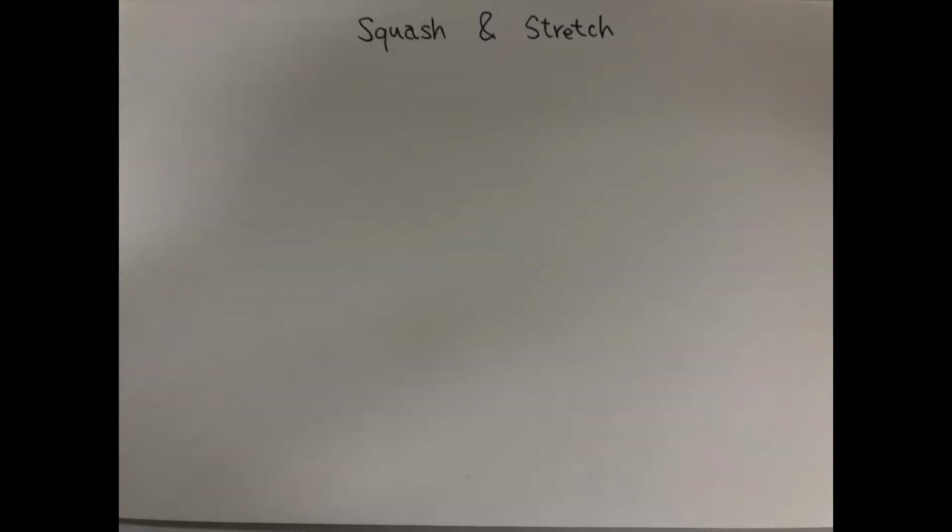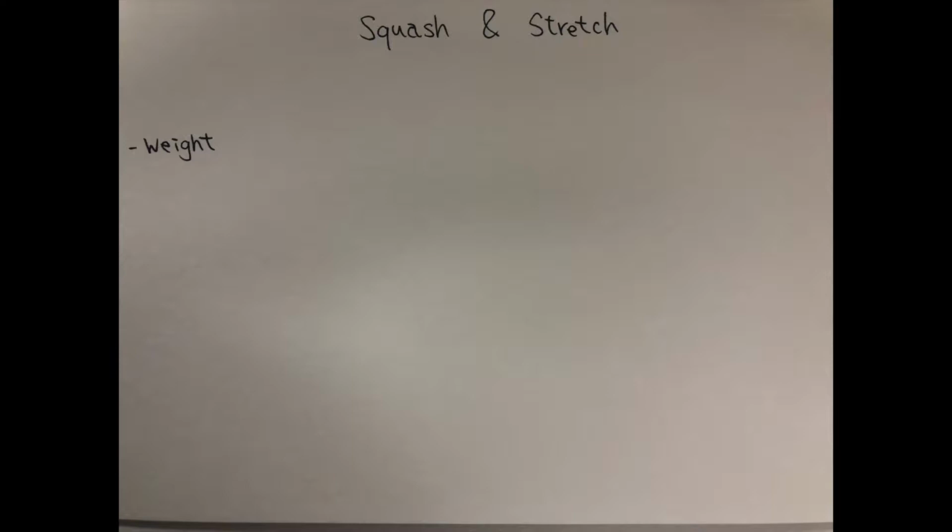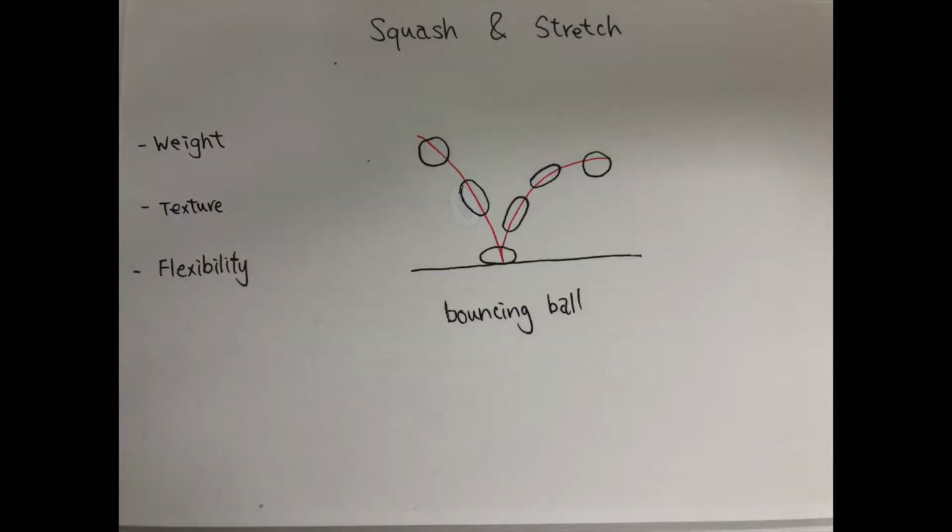Squash and stretch is a principle to apply a contrasting change of shape. It can show the weight, texture, and flexibility of the object, which can help the animation look more realistic. This is the bouncing ball animation that I did. We can see the squash and stretch in it.